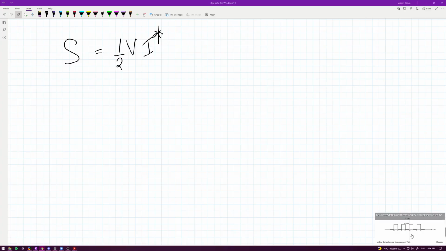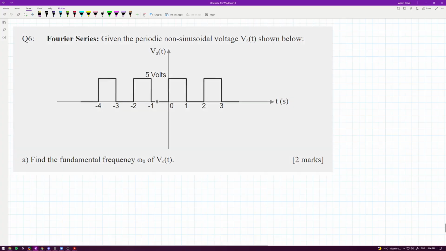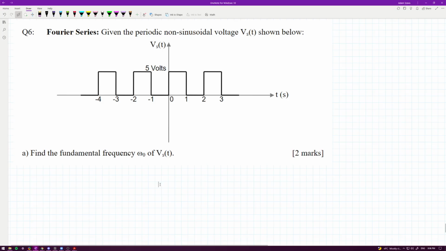So the Fourier question: given the periodic non-sinusoidal voltage Vs shown below, find the fundamental frequency omega 0 of Vs. That's obviously not the whole question, just the start. Fourier stuff is very useful for periodic signals that aren't sinusoidal, because we can approximate them by sinusoidal things. You want to identify a period first. One period looks like that. Omega 0 is always 2 pi over the period, so omega 0 is 2 pi over 2, which is pi. That's it for part A.